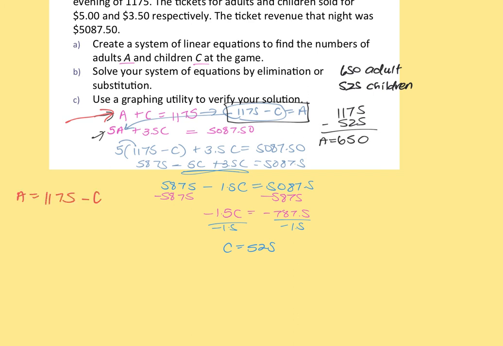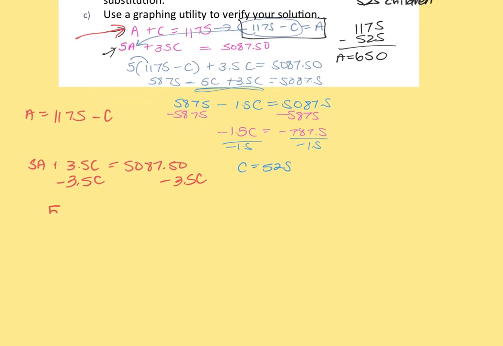1,175 minus C. And for the second one, I would get 5A plus 3.5C equals 5,000. I'd have to subtract. It doesn't matter. 5A would equal 5,000 minus 3.5C, and then divide everything by 5. And I would type that into my calculator. So Y equals, the first one was 1175 minus C, which could be X. And then group together your numerator, 5,087.5 minus 3.5X, close the parentheses, divided by 5.